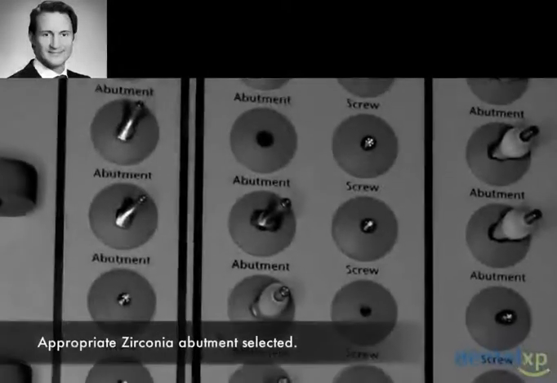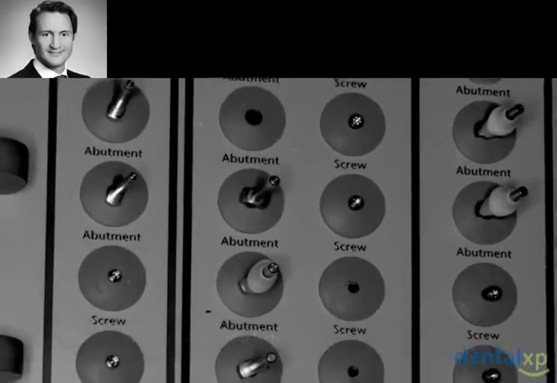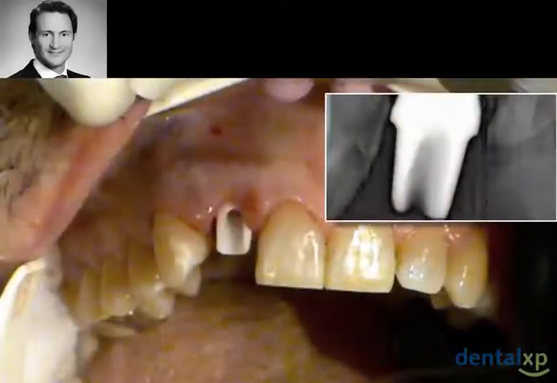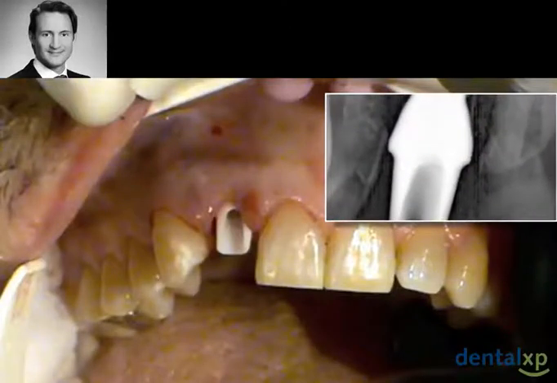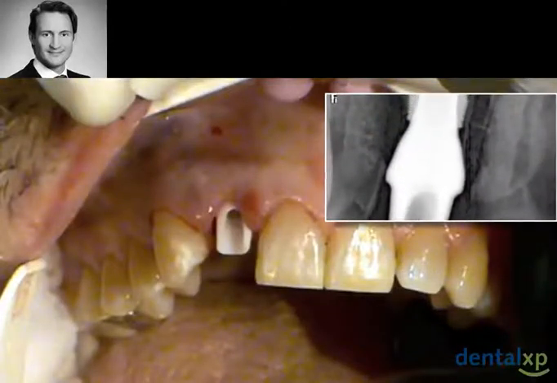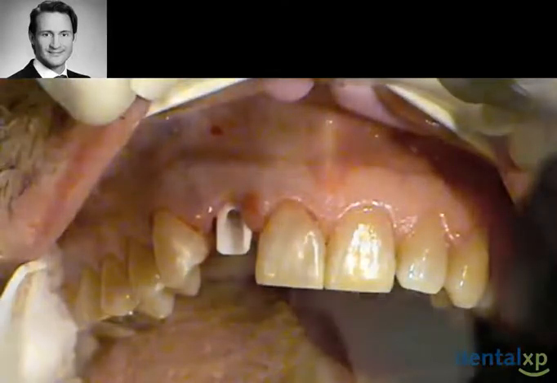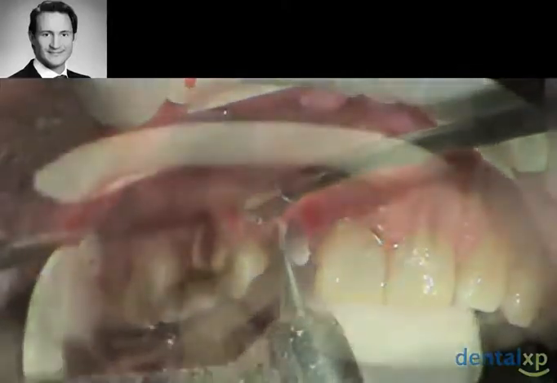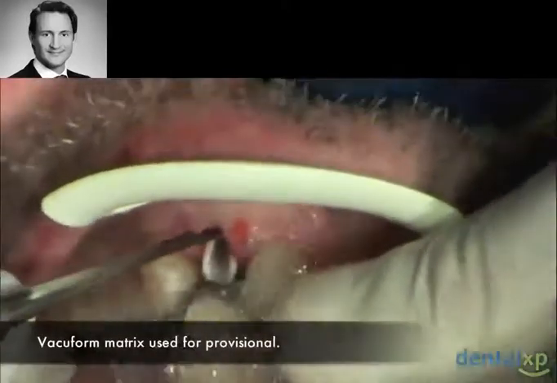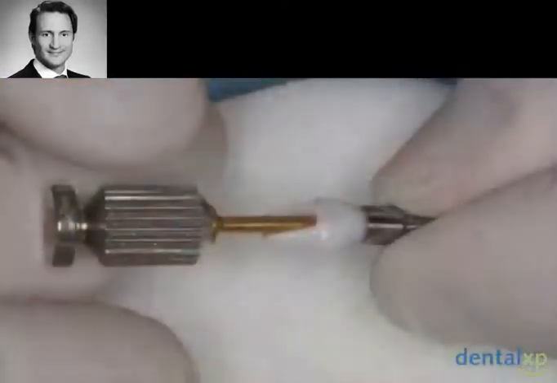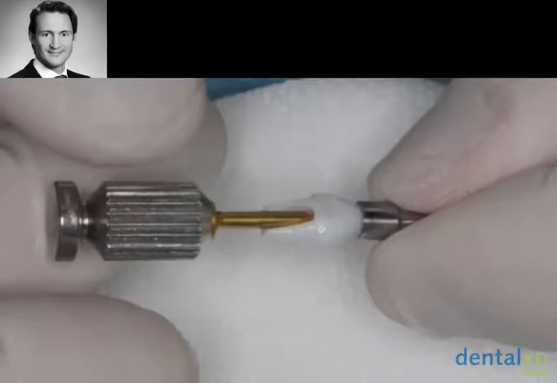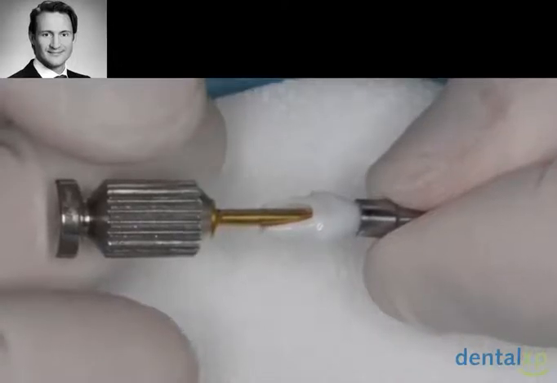Next, abutment selection takes place utilizing a zirconia abutment kit, which provides a number of different types of zirconia prefabricated abutments. The selected zirconia abutment is seated and a periapical is taken. Next, the abutment is tailored for the site. A vacuform matrix is used to fabricate the provisional. A duplicate of the abutment is used to finish the margins of the provisional.